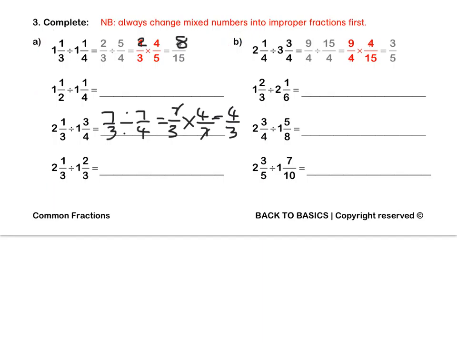Question B. 2 1/4 we write as 9/4 divided by, keep the division sign. 3 3/4 is 15/4. Then we change it into a multiplication sum, so we times 9/4 by 4 over 15. Simplifying the question, we can also divide 9 and 15 both by 3, which is 3 and 5, and we multiply out to get a final answer of 3/5. Press pause to complete question B.